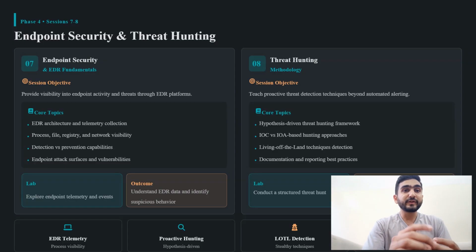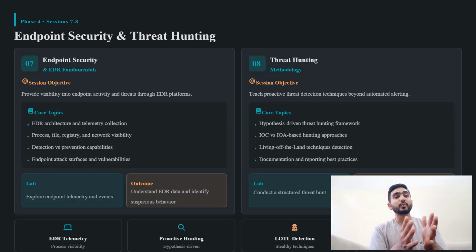Okay. Moving on to session number 8, we have a threat hunting methodology. Threat hunting is very important. There are specific teams that do threat hunting on a daily basis. So they are different from the ones who are doing L1, L2, L3.